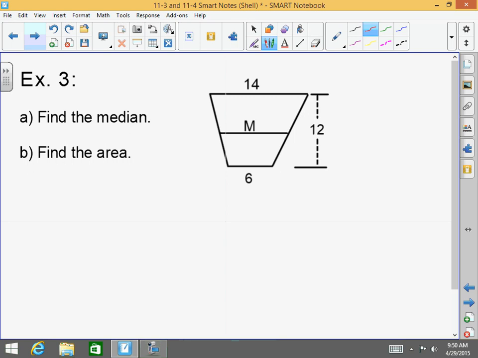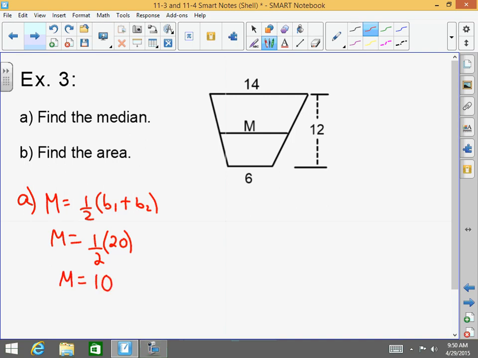Next, they want you to find the median here, then find the area. Well, this should be pretty simple. The formula for the median is 1/2 of base 1 plus base 2. So in this case, it's going to be 1/2 of 14 plus 6, which is 20. So the median equals 10.